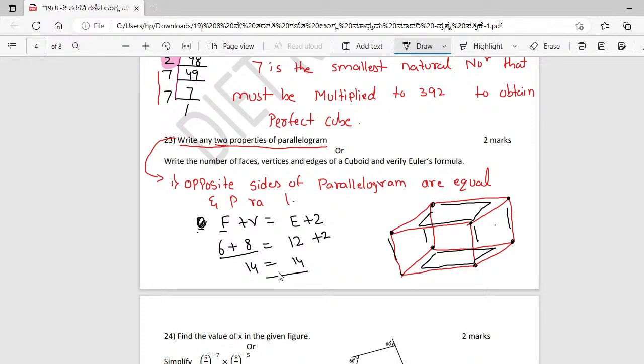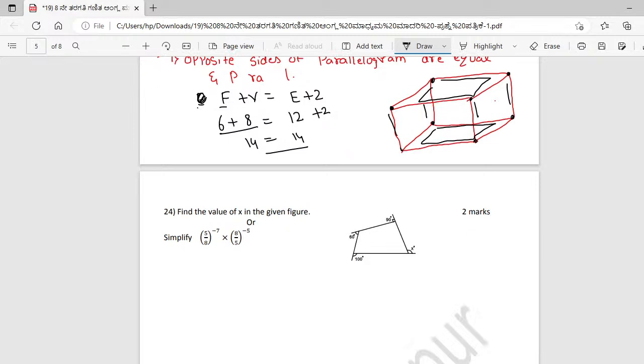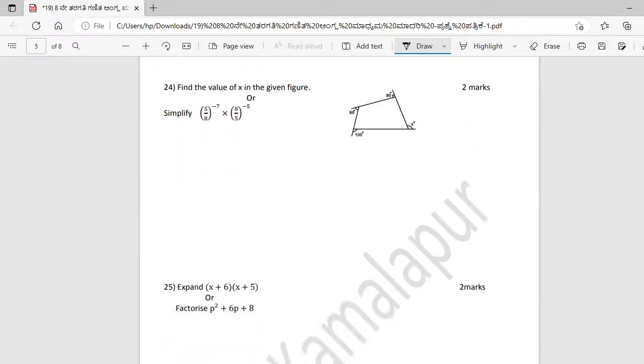That's it from the third descriptive question. Let us go with the fourth one. All of these, both options given till now in every question, carry 2 marks. The question number is 24, but for us it is the fourth one.